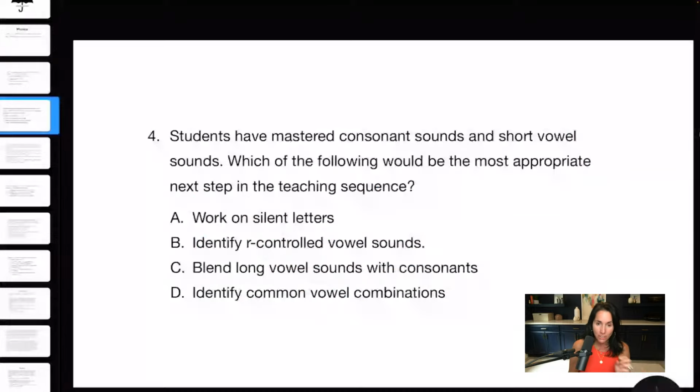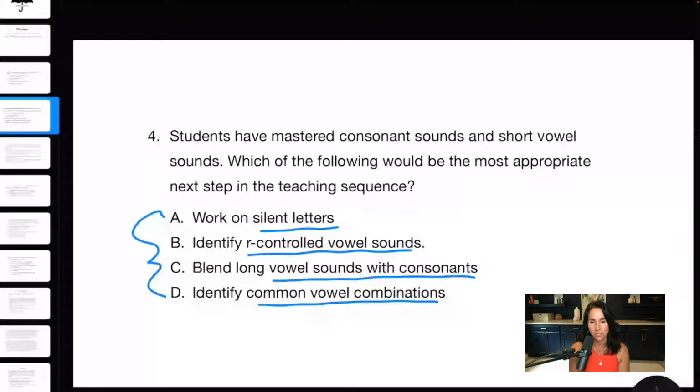Okay. Let's have a look at number 4. So this has to do with phonics skills here. All right. So we have, because I can tell by the answer choices, work on silent letters, identify R-controlled vowel sounds, blend long vowel sounds with consonants, identify common vowel combinations. All right. So these are all phonics skills. I know that because there's a chart in my book that outlines all the phonics skills and what stage they are in terms of phonics acquisition.